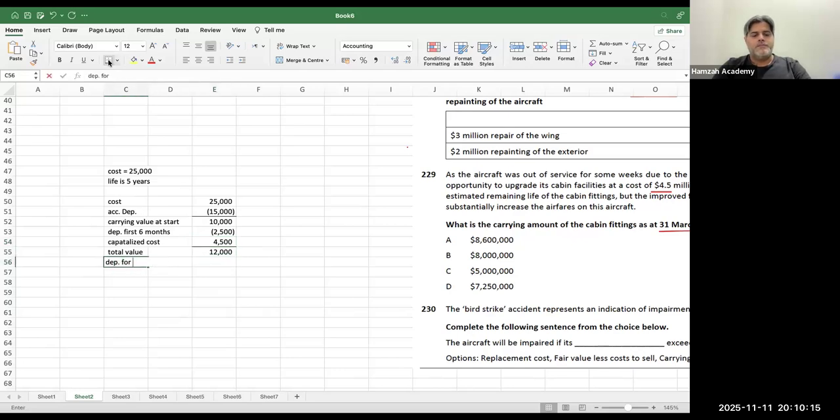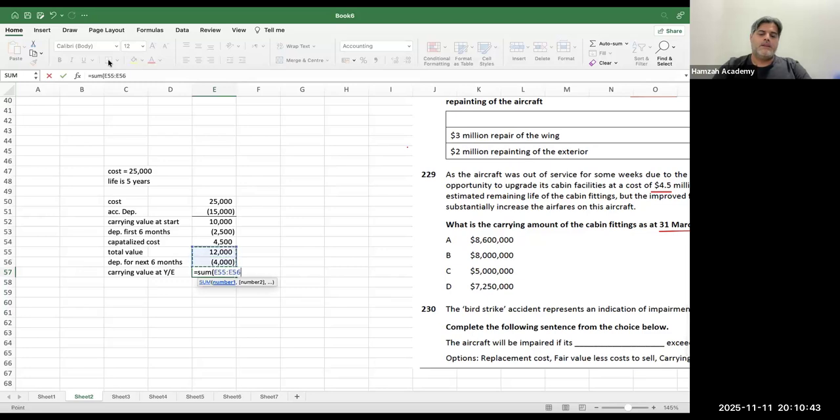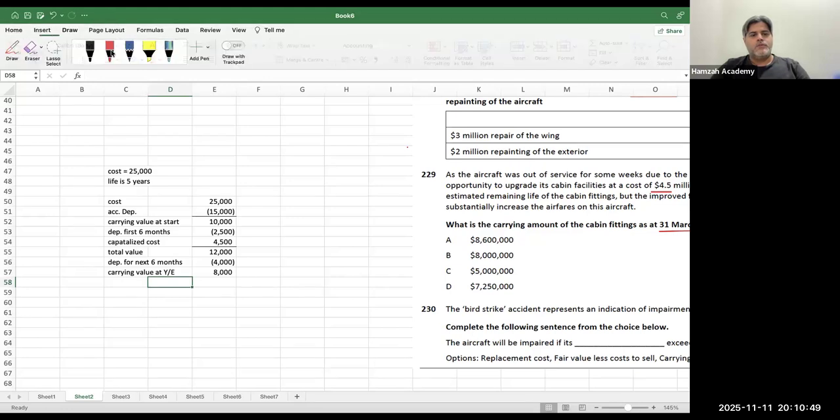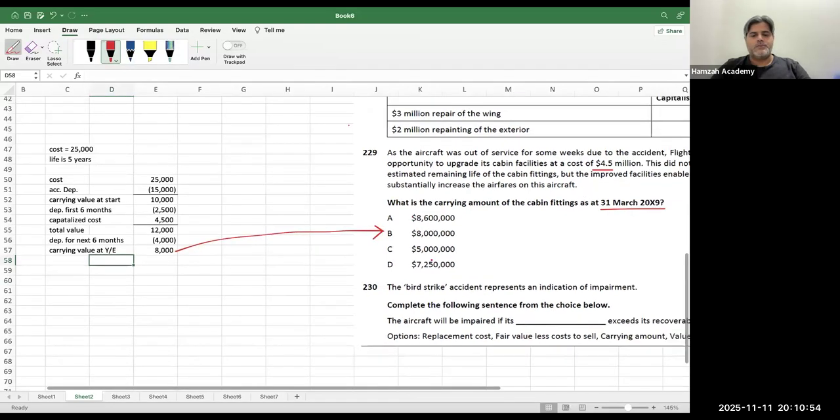And then depreciation for the next 6 months. So 12 million by 1.5 years now remaining, right? So into 1.5, or yeah, into 6 by 12. So 4,000. So I am going to have the carrying value at year end. So it's going to be 8 million over here, right? So this 8 million is going to be my correct answer over here.